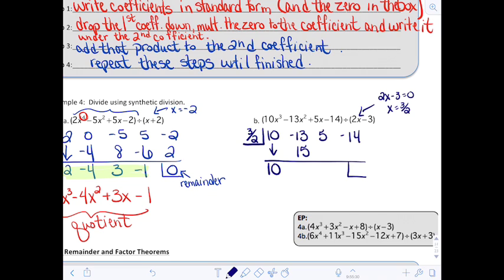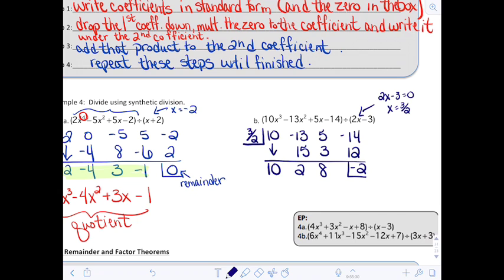Negative 13 plus 15 is 2. Times 3 halves is just 3. 5 plus 3 is 8. 8 times 3 halves is 12. And negative 14 plus 12 is negative 2.